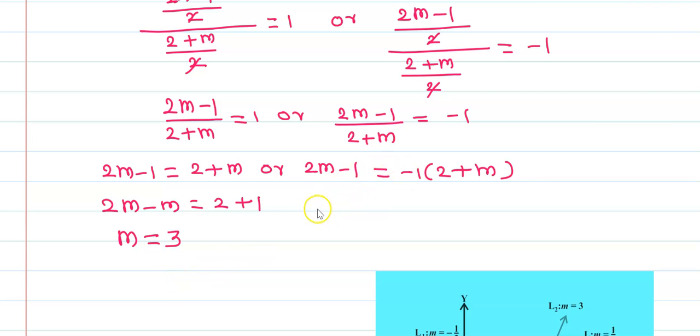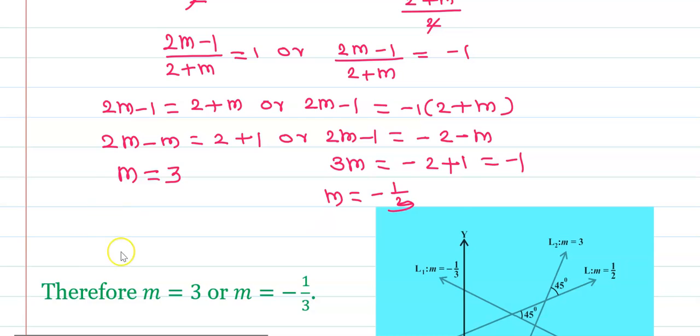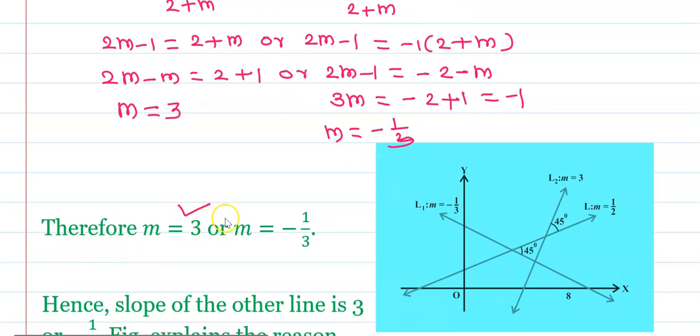And what about here? If you evaluate this, 2m minus 1 is equal to minus 2 minus m, and there this minus m will become plus m, and overall it will become 3m. This minus 2 and this minus 1, if we transfer, it will become plus, minus 1, and therefore here you will get m is equal to minus 1 upon 3. Therefore here we have m is equal to 3 and m is equal to minus 1 upon 3.